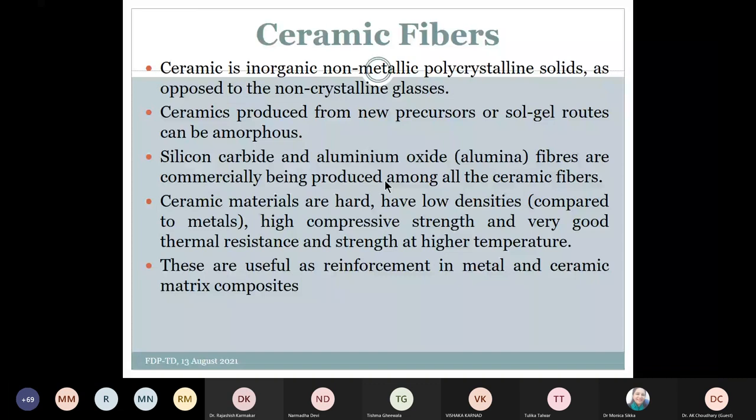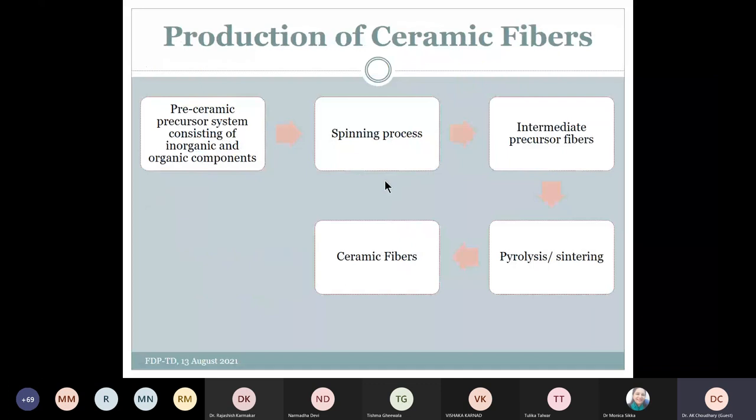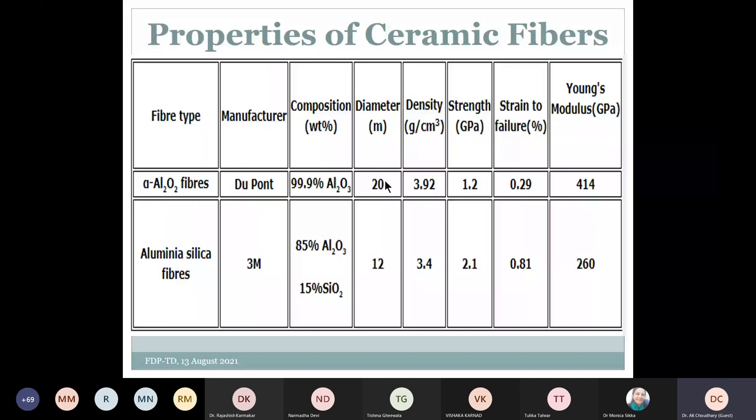And this is the way of production: spinning, intermediate precursor fiber, pyrolysis, sintering, and ceramic fibers. Again, these are the properties of these fibers. DuPont USA also made these fibers, and 3M.